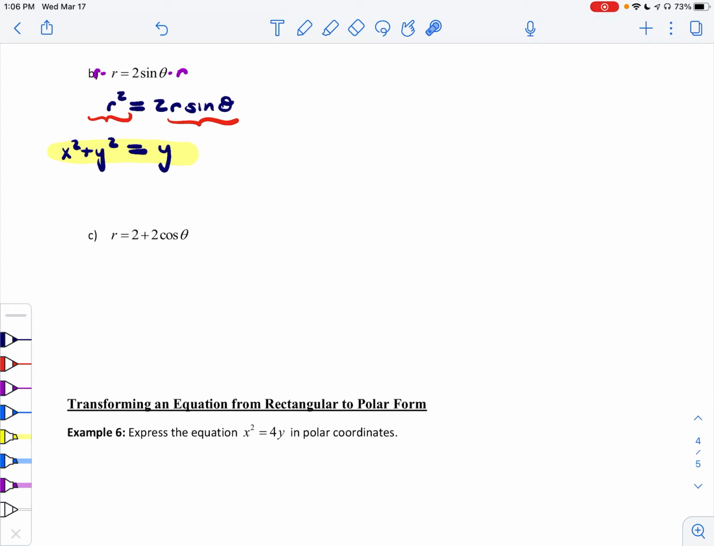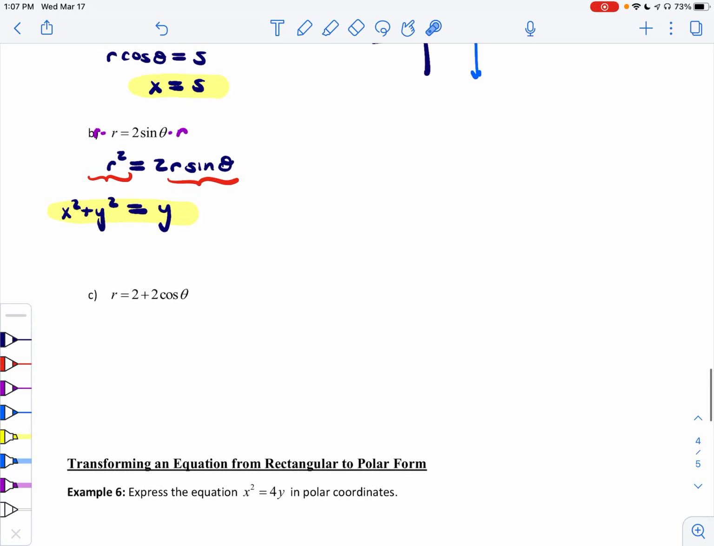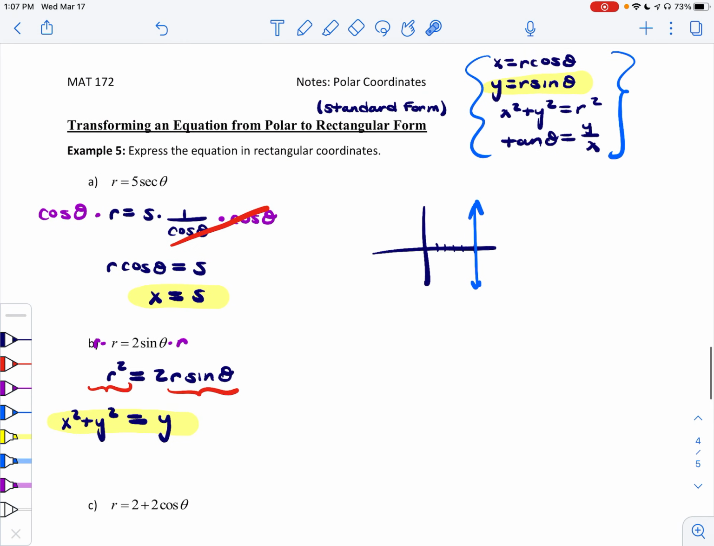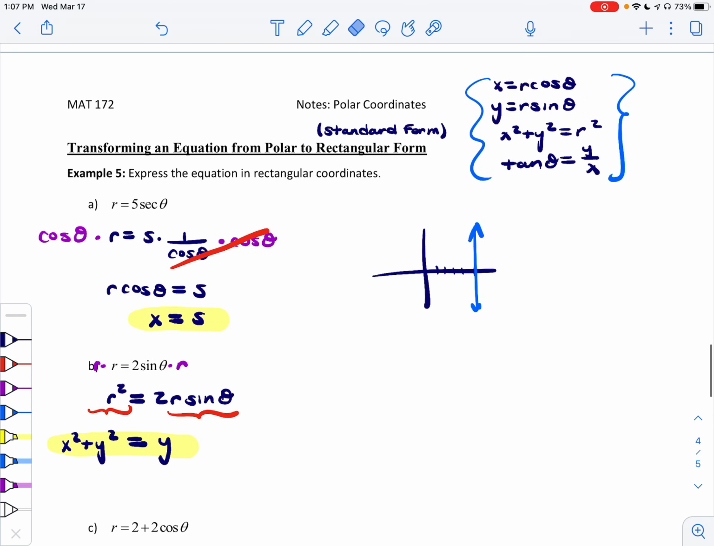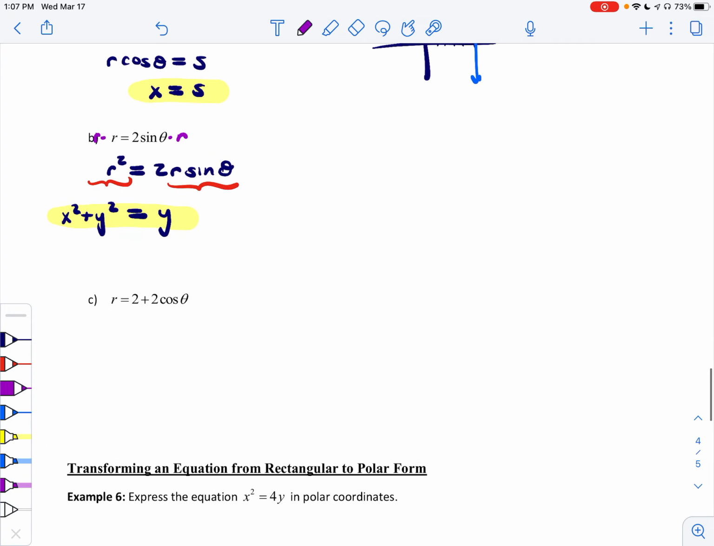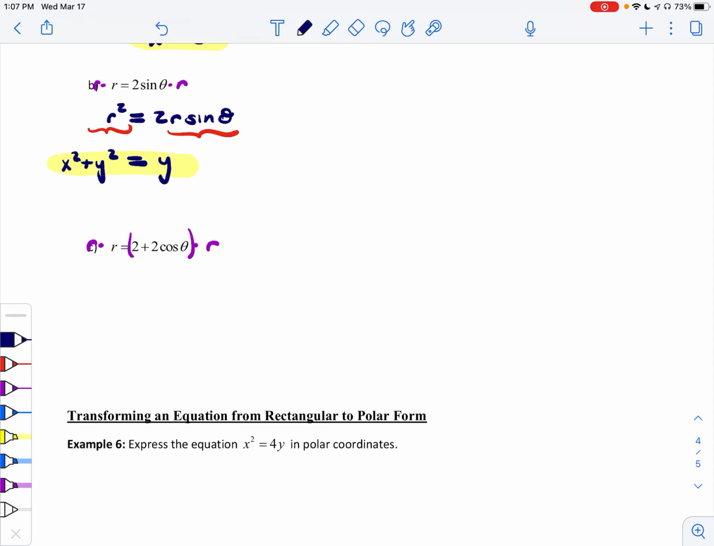All right, let's take a look at one more of these. This time we have r is equal to 2 plus 2 cosine of theta. So just like the last one, I'm looking at this and seeing that we have a cosine of theta. But if we think about our identities up here, I really want an r cosine of theta. So I'm going to do just like I did last time, and I'm going to multiply by r on both sides of this equation. So we have r squared is equal to 2r plus 2r cosine of theta.